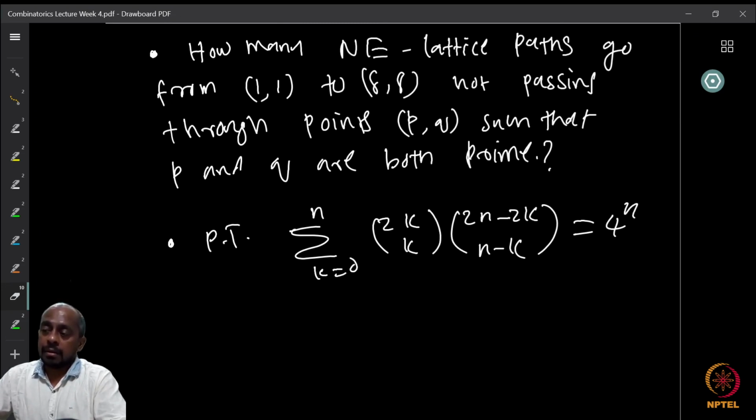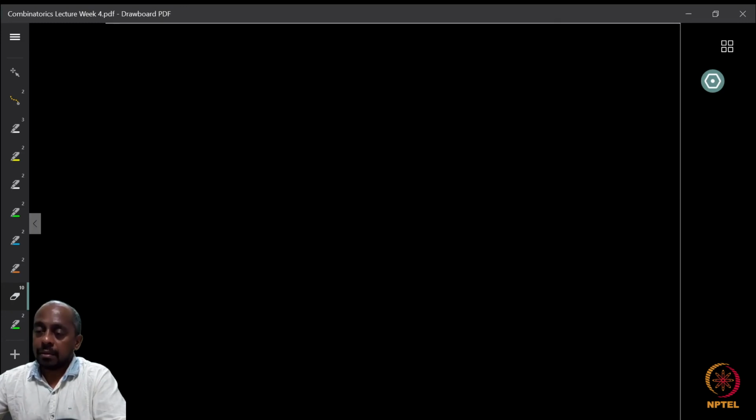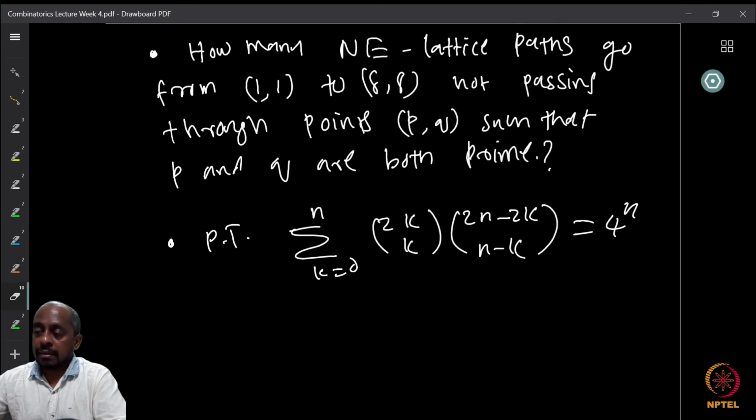And the final question is to prove that the summation k equal to 0 to n of (2k choose k) times (2n minus 2k choose n minus k) is equal to 4 raised to n. Okay, so that is basically your homework questions.